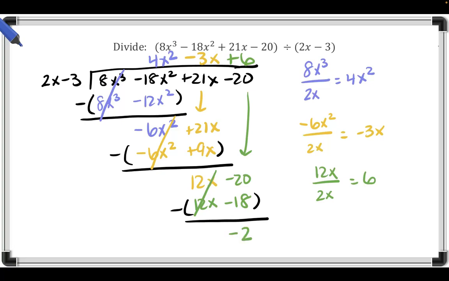I'm going to write my answer here with 4x squared minus 3x plus 6. I have a remainder, and that's a -2. Put it over the divisor, which is what I divided by, which was the 2x minus 3. And this is going to be my final answer.